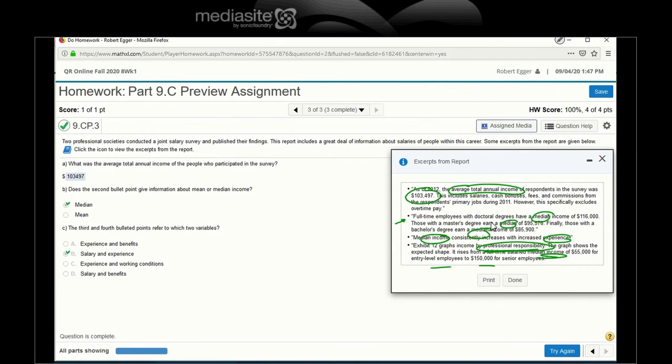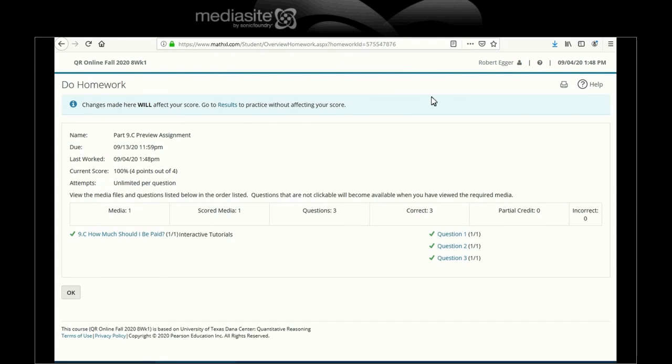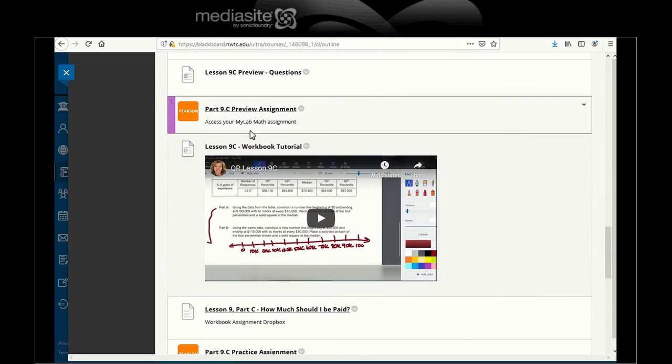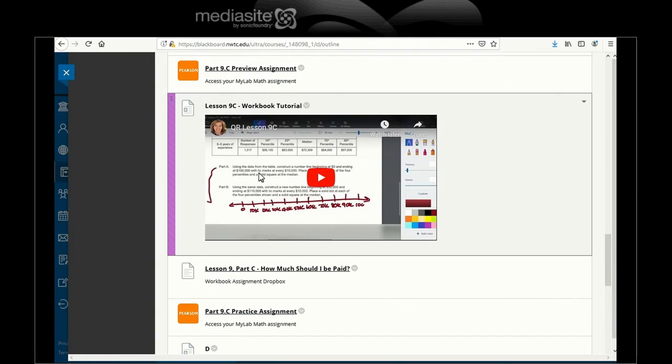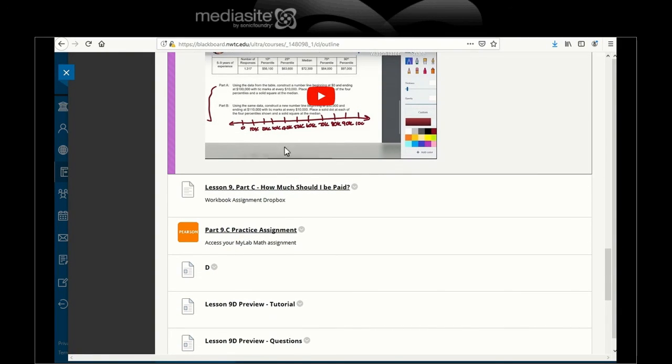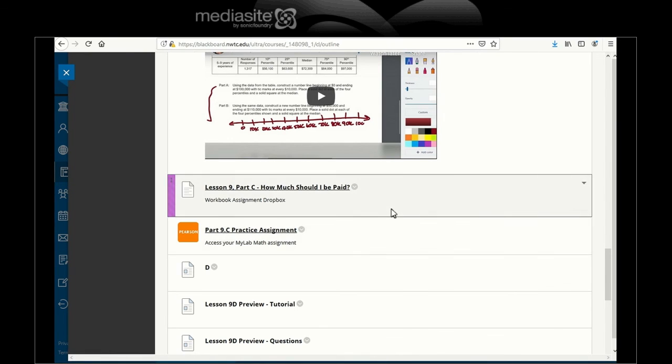Yep. And that is all she wrote for Quantitative Reasoning Online, Lesson 9C, Preview Questions. So with that, go and look over the section yourself again, do the questions yourself so you can get the credit for it, and then work with Stephanie here to do the workbook. I'm going to copy it for a PDF picture, upload it, and then work on the practice assignment and get those knocked off.